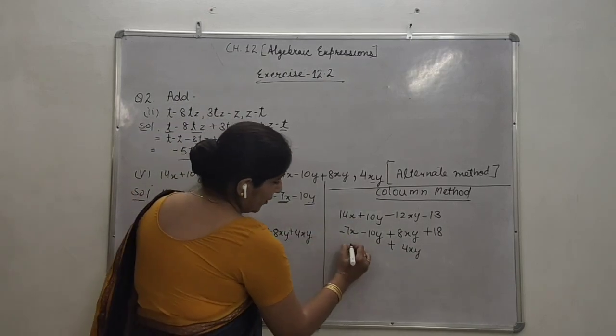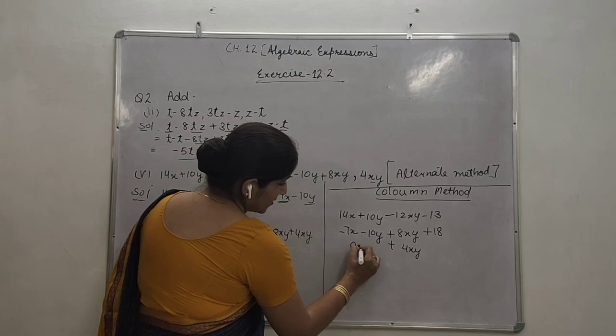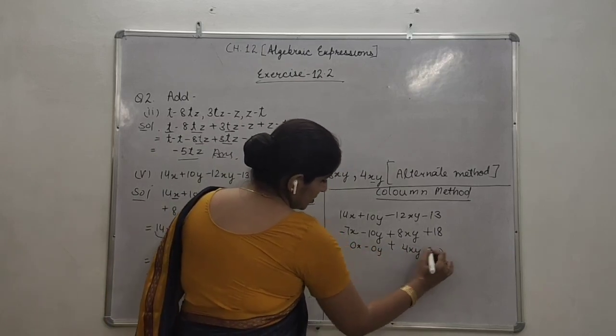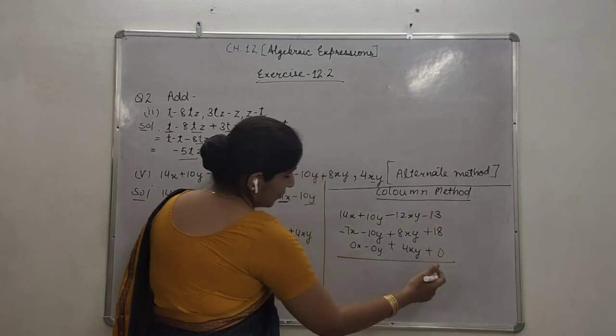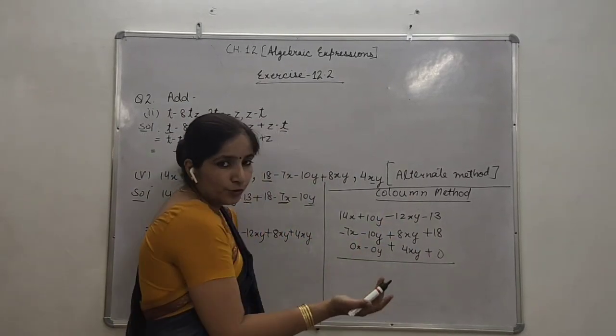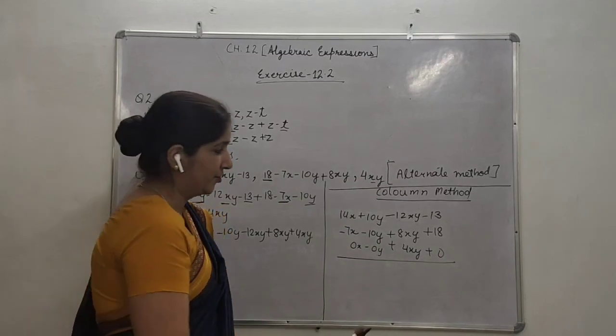So what we can do, we can write 0x. You can write 0y if you want, meaning nothing is there, or just 0. That way it will become easy to add, and you will not get confused. So now solve it simply as you used to do with subtraction and addition.